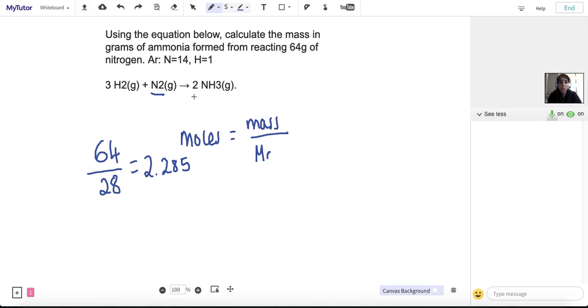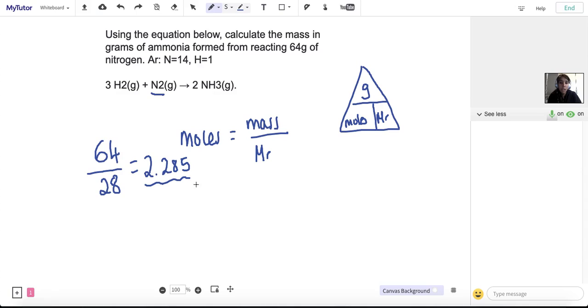And if we have a look at our balanced equation now, what we can see is that for every mole of nitrogen that reacts, 2 moles of ammonia are formed. So that means if 2.285 moles of nitrogen are reacting, we need to have double that number of moles of ammonia formed. So if we want to know the mass of ammonia that's formed, we need to rearrange this equation. To rearrange it, we can use our triangle, where moles equals mass, I'm just going to put that as grams, over the molecular mass. We want the mass, so that means the mass is equal to the number of moles times the molecular mass.